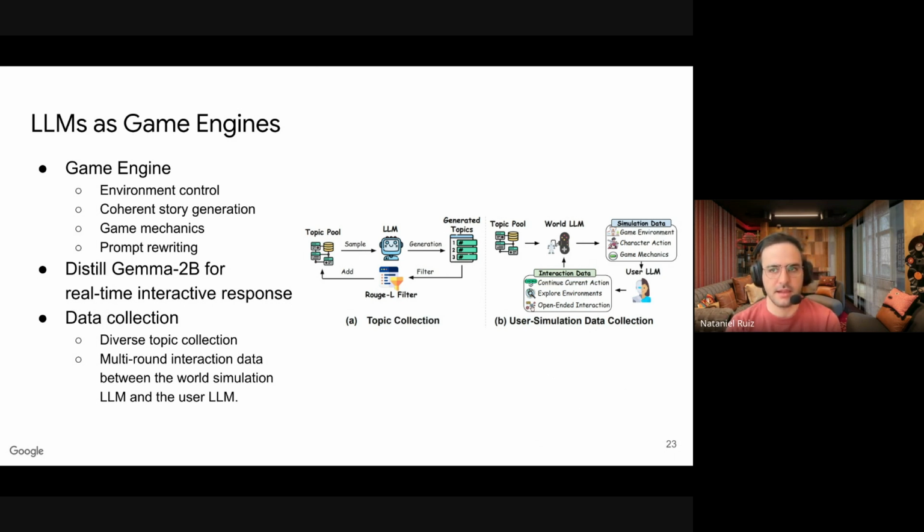Again, we want the LLM to generate everything. Basically, game mechanics, we want it to generate narrative, and we want these instructions to then generate the images using the image generation model.